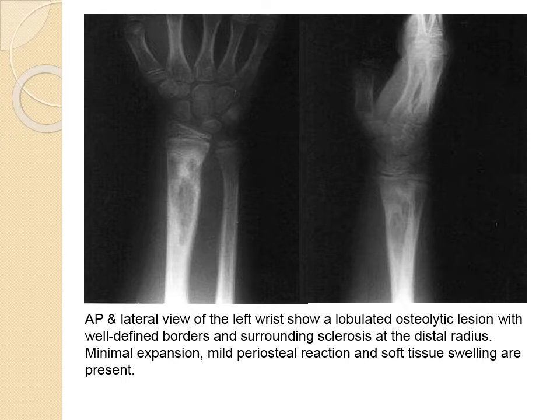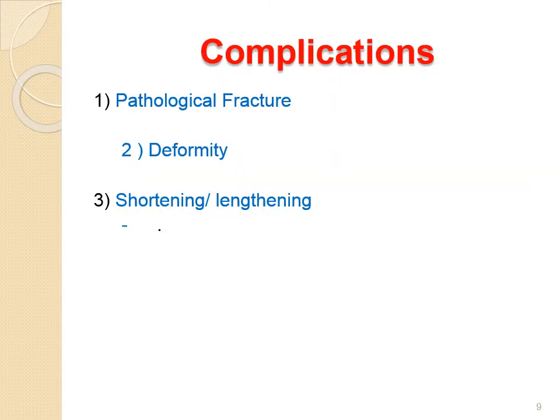The AP and lateral view of the left wrist show a lobulated osteolytic lesion with well-defined borders and surrounding sclerosis at the distal radius. Minimal expansion, mild periosteal reaction, and soft tissue swelling are present. Now the complications are pathological fracture, deformity, shortening, or lengthening.